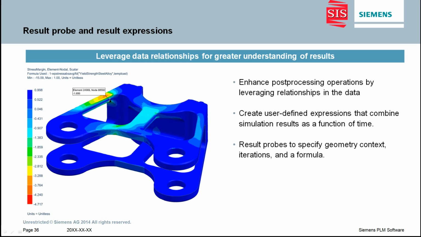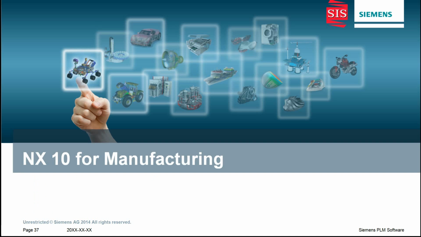The result probe command lets you specify the geometry context, iterations, and a formula. The formula can be an expression of result-based quantities, non-result-based quantities, or a result expression. You can use a result probe to generate various post outputs such as contour plots, animation, graphing, a table field, and so on.